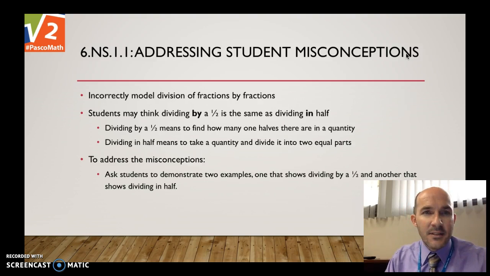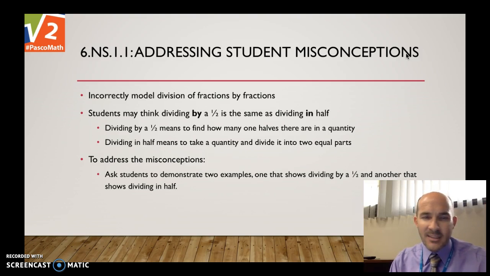The other piece is student misconceptions. We know they will have some, so how do we best leverage them for learning in the classroom and use them as learning opportunities? The first thing they might do is incorrectly model division of fractions by fractions, and that's something they'll definitely need to address or practice with. Students may think dividing by a half is the same thing as dividing something in half, and these are definitely two different things. Dividing by a half means to find out how many halves there are in a quantity, but dividing in half means to just take that quantity and split it into two equal parts.